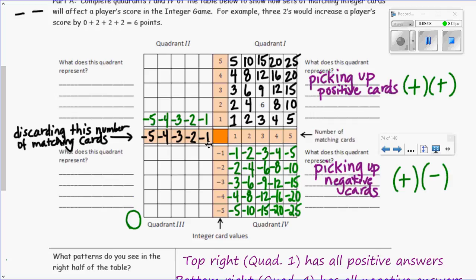discard positive 2s. So if I discard 1 positive 2, my score goes down 2. But if I discard 2 positive 2s, my score goes down 4. And if I discard 3 positive 2s, if I discard 4 positive 2s. Okay, again, you're probably starting to see a pattern, which is really good. Go ahead and try to fill in the last 3 rows, pause it and unpause it.